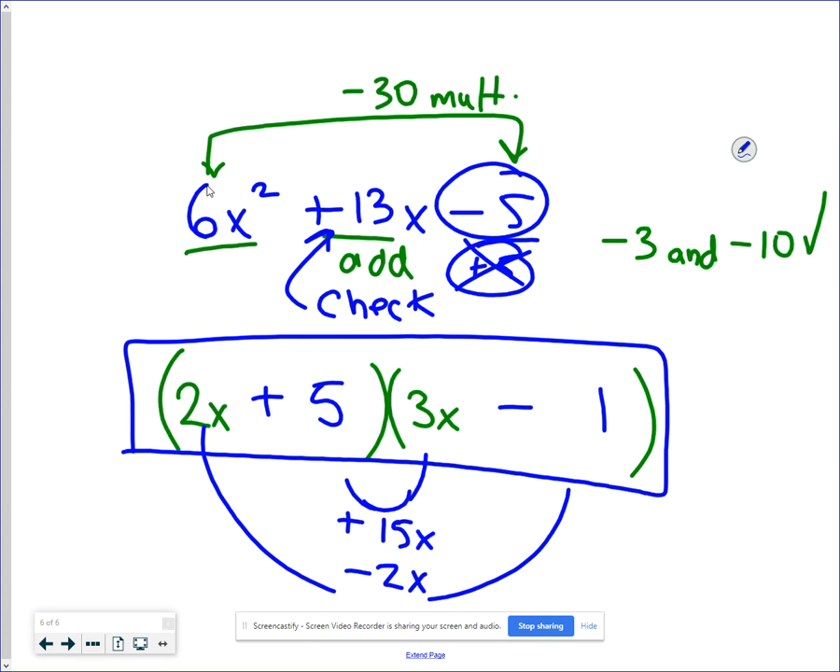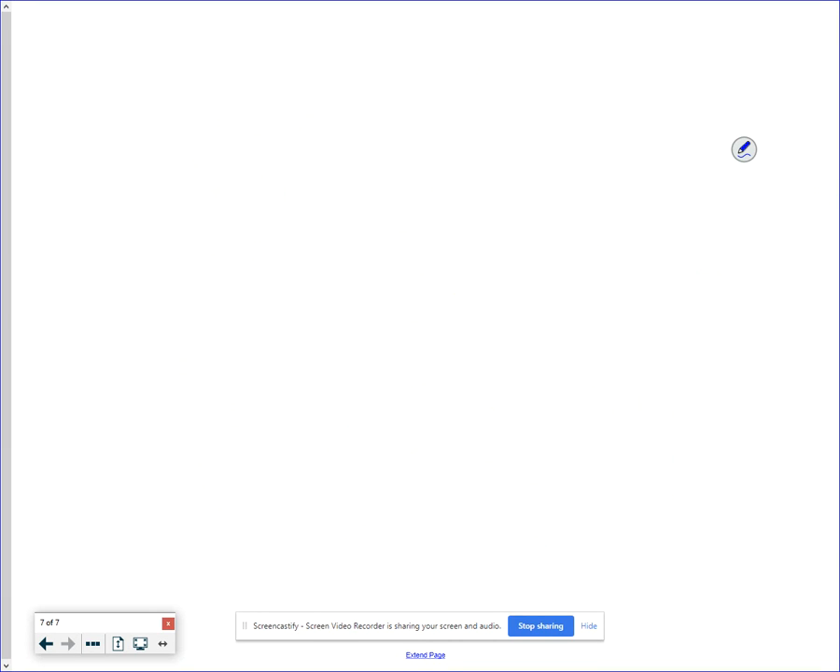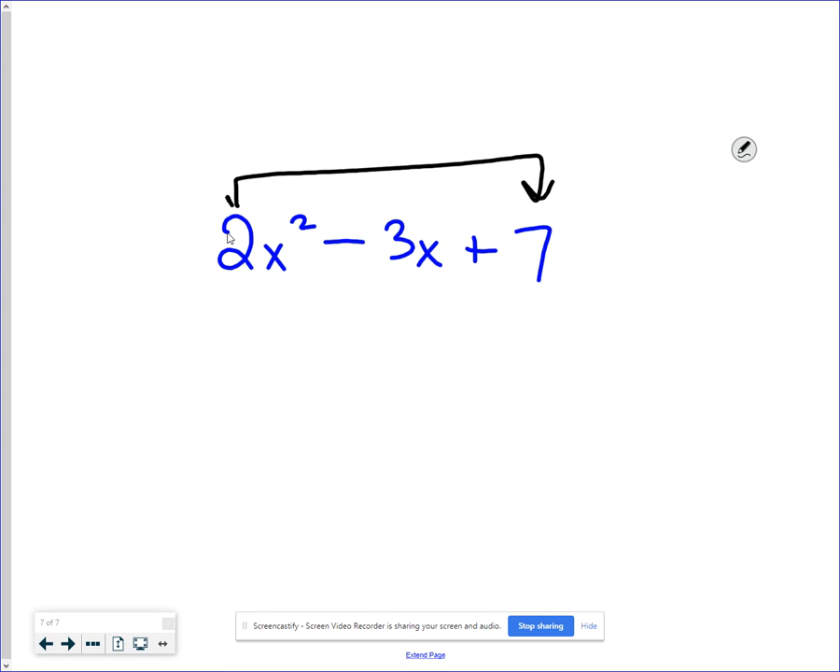All right? Let's do one more. I know I said that was the last one. Let's do one more though. Let's say we have 2x squared minus 3x plus 7. Is there a greatest common factor? Is there a number that goes into all three of these? Or a letter? No, there's not. So now, how many terms do we have? 3 of them. So this is that one where we want to see if it can factor.